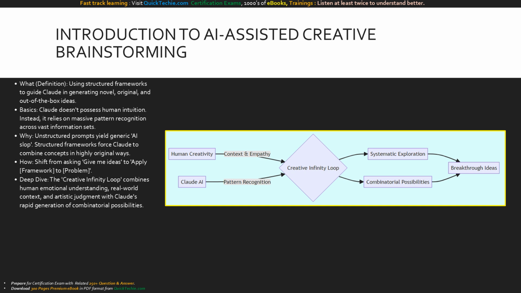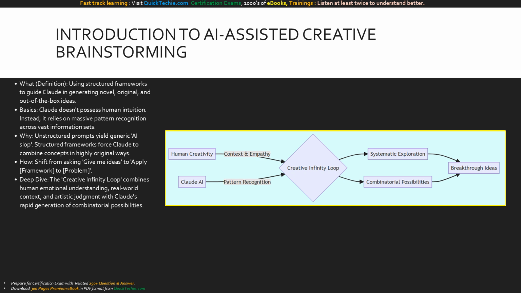If you just ask Claude, "Give me creative ideas," it will default to the most statistically average and therefore boring responses. To get breakthrough innovation, we must use structured frameworks. We have to shift our mindset from using Claude as an oracle to using it as a systematic brainstorming partner. In our deep dive, we embrace the creative infinity loop. You bring the human empathy and real-world judgment, and Claude brings the rapid, combinatorial processing. Together, you explore the possibility space far faster than you ever could alone.